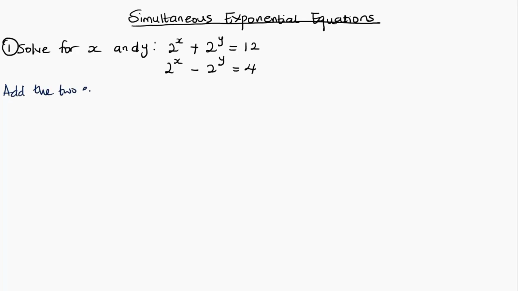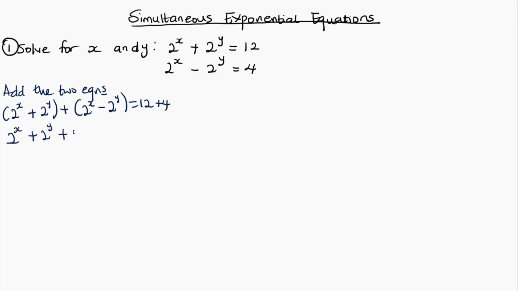So you want to simply add in the two equations, and we have it to be 2 power x plus 2 power y plus 2 power x minus 2 power y equals to 12 plus 4. So when we simply expand this, we have 2 power x plus 2 power y plus 2 power x minus 2 power y equals to 12 plus 4 is 16. So this and this is going to give us 2 into 2 power x, then plus 2 power y minus 2 power y is equals to 0, which is equals to 16.